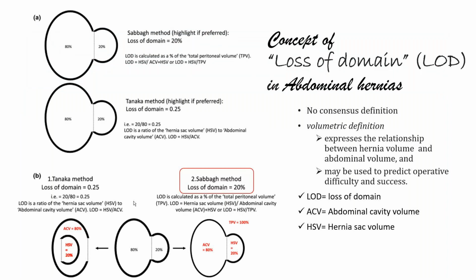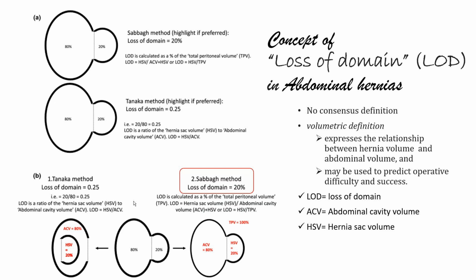Now, the question was, if the patient has a very large abdominal hernia, in the sense that it looks as if the patient has two abdomens, should that patient be tackled? Up to date, there is no consensus definition of loss of abdominal domain. The best definition which has been cited is a volumetric definition. That means a definition dependent upon the volume of the hernial sac vis-a-vis the volume of the abdominal content. So that is the volumetric definition of loss of abdominal domain.